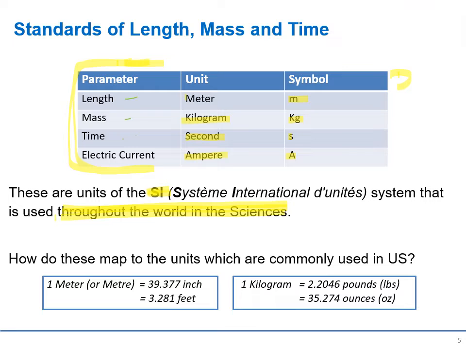Now, how do these map to the units which are commonly used in the US? So 1 meter equals 39.377 inches, 3.281 feet. 1 kilogram is 2.2046 pounds, meaning lbs, 35.274 ounces. So if you see 1 meter, inches, feet, these three different units are related to each other. Whatever unit you are measuring, you just need to know the conversion factor between the units.